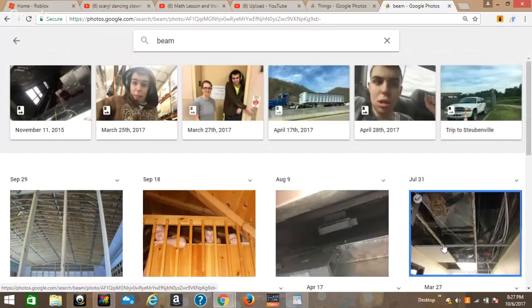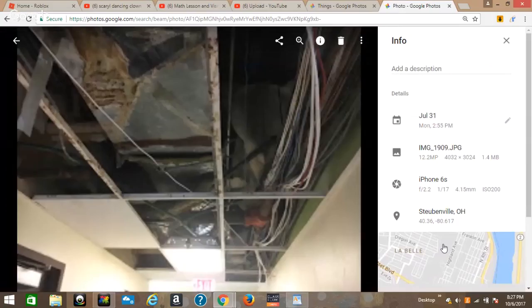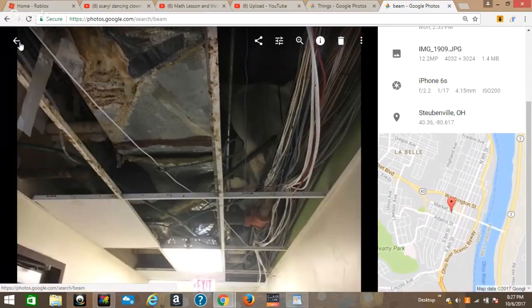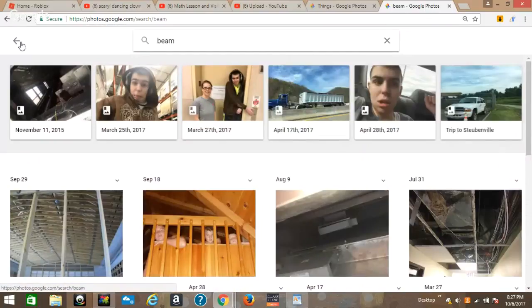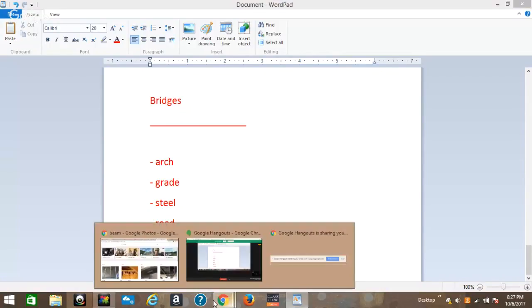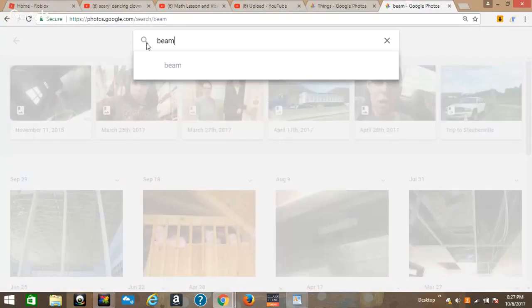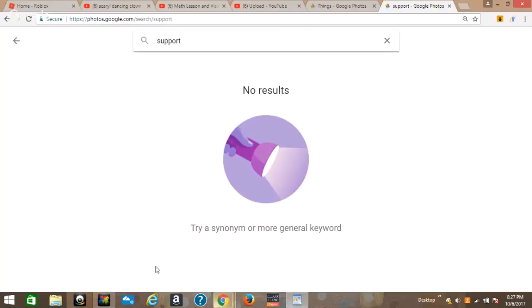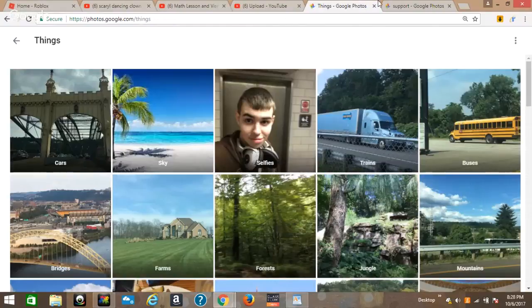Okay, the next thing on a bridge would be one more thing. A support. Like when you support something, okay? I'm going to support this person, I'm going to support that person. Okay? Or I guess not. That's it for bridges.